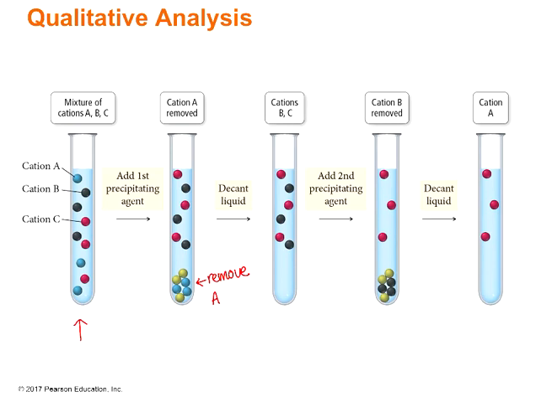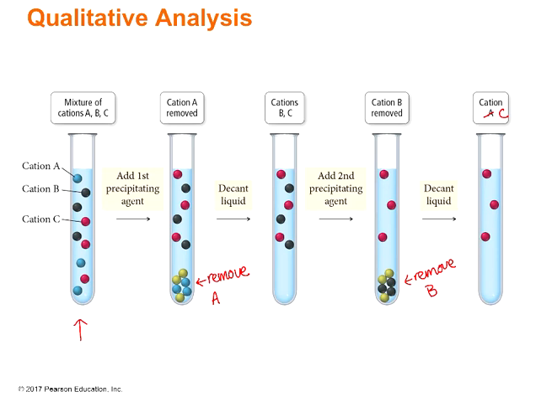Then all we have left are B and C, so we'll decant our liquid into a new test tube. And then we're going to add a second precipitating agent that only reacts with cation B. And then all that's left in the liquid is cation C, so we'll decant our liquid, and now we have just cation C left in solution. Oh, there's actually a typo up here. That should say C.